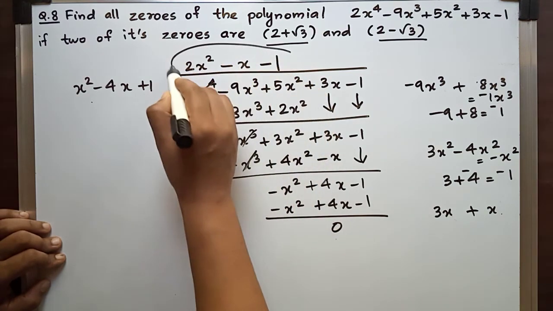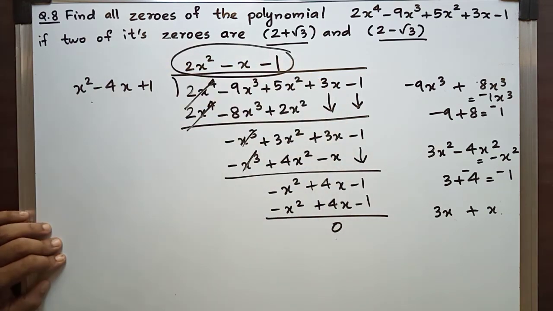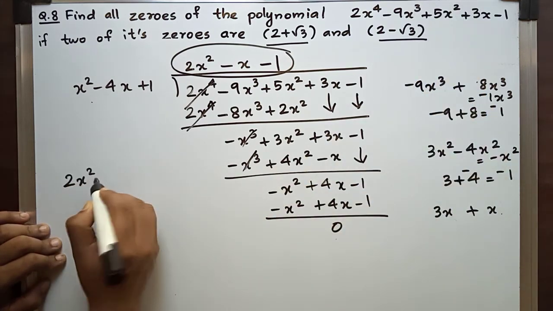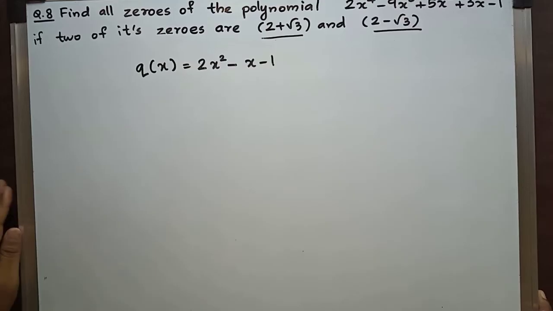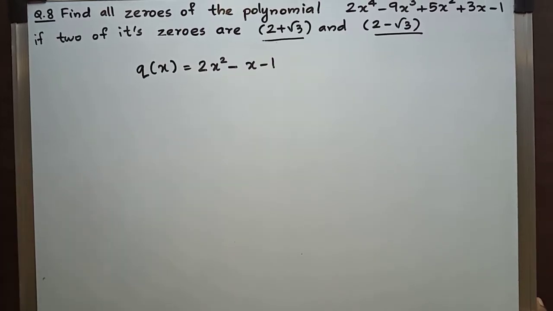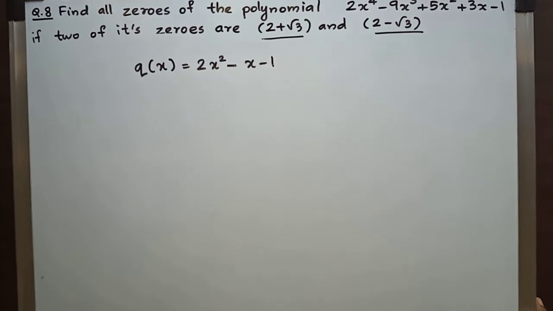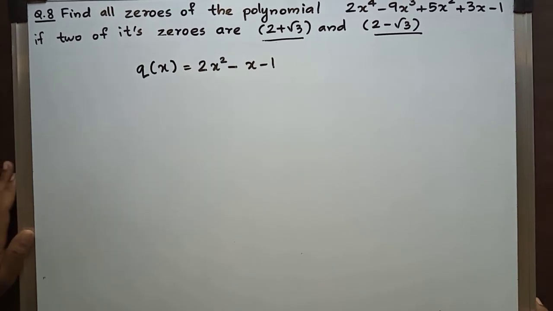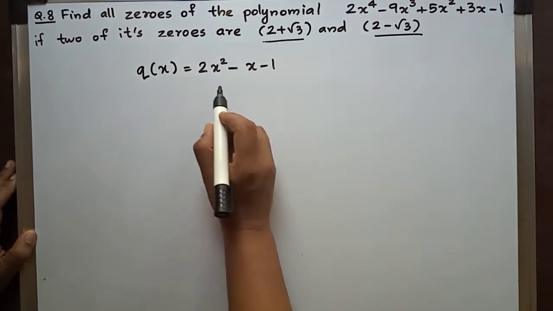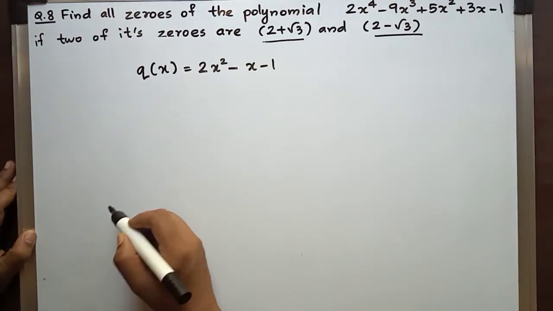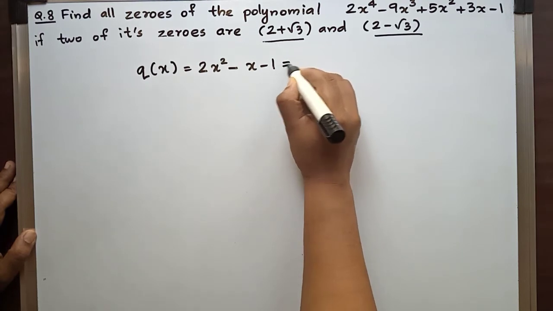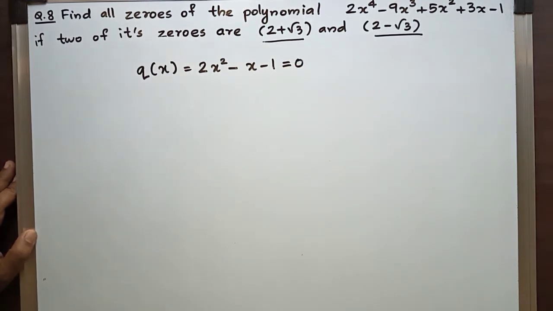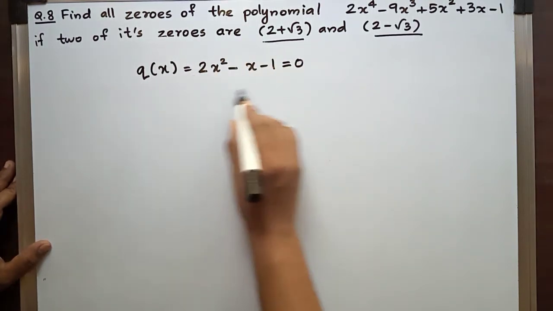Thus, what we have got is the other factor of this given polynomial: 2x square minus x minus 1. Let me write it as q of x, the quotient term, what we got as the quotient. Q of x is 2x square minus x minus 1. Now we are going to find where this will become 0, the zeros of this polynomial.